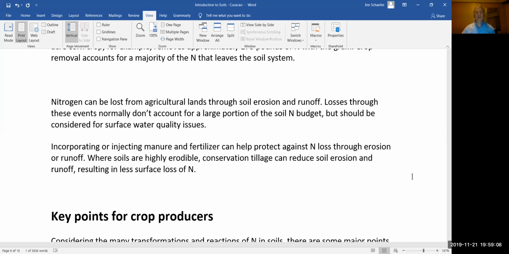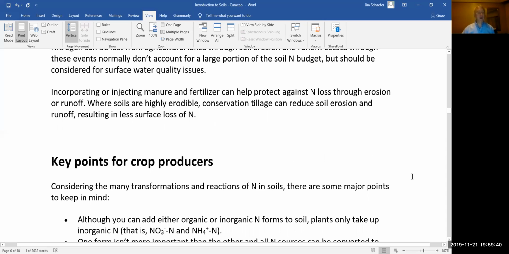You normally don't lose a lot of nitrogen from this point of view, but it's very real, and you should be conscientious. Soil erosion is not a good idea. You want to control it. There are really two types of erosion: wind erosion and water erosion. And managing erosion is something that you're going to have to do with respect to soil management in your farm management system.